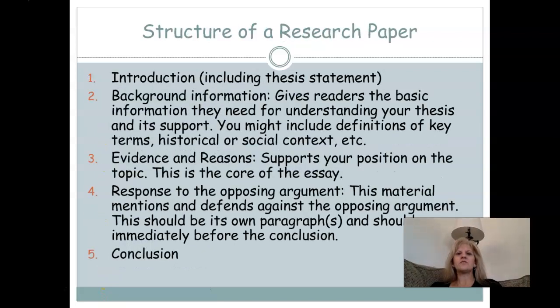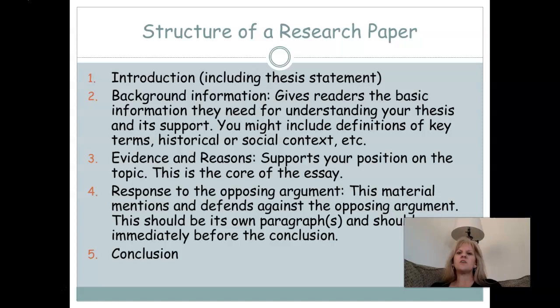Okay, so this is what your research paper will look like, the actual structure of it. You're going to have your introduction. Remember, your introduction should start with a hook, something to get the reader interested in your topic. It could be a quote, it could be a statistic, it could be an interesting rhetorical question, it could be an anecdote or a short story based on your topic.